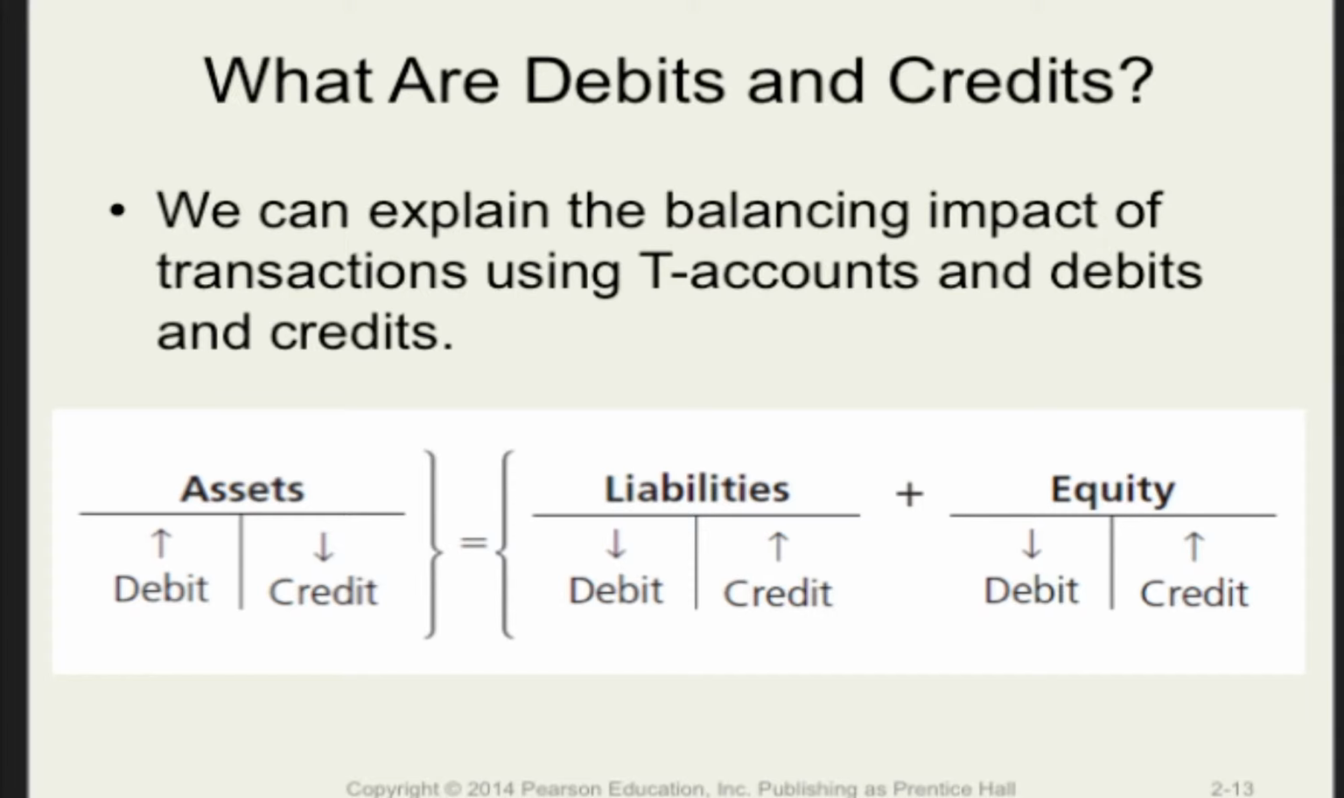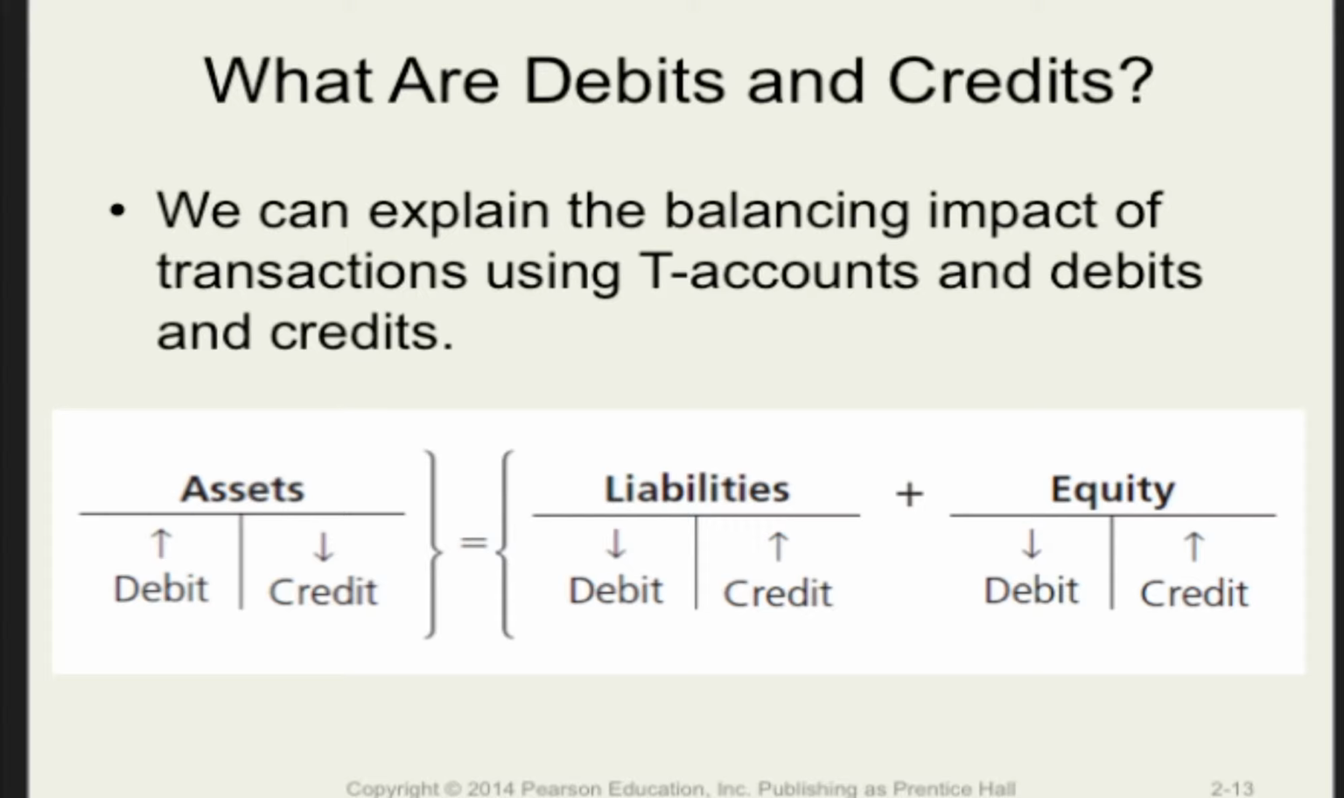Equities are a little bit more complex, because they are a set of accounts that is actually a composite of several other accounts. But generally, if the company has more profit than losses over time, the balance at the end of a period in the equity account will be a credit balance.